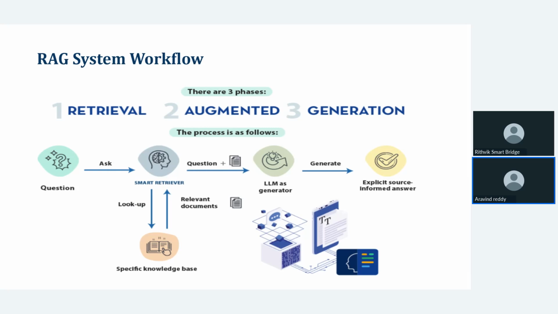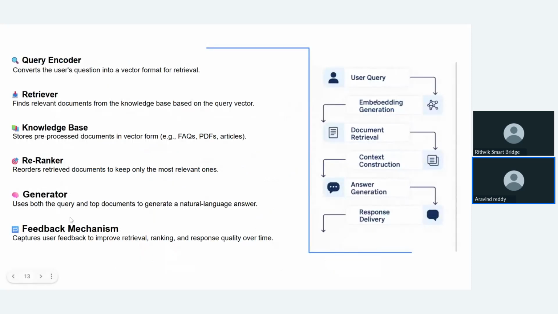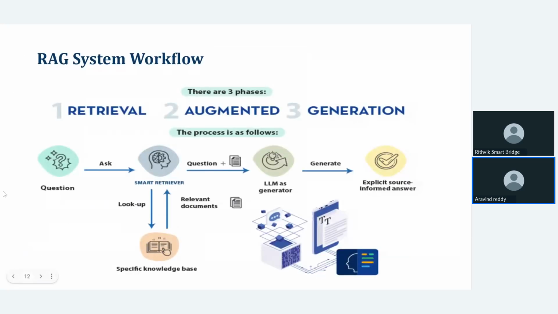See, this is a workflow, guys. So how is this going to work? First step, retrieval, meaning we ask a question. Query encoder, retriever, knowledge base, re-ranker, generator, and feedback mechanism. First we ask a question, and this smart retriever fetches relevant documents from a specific knowledge base. With the question, we place our document, already embedded. After embedding, it goes to the LLM, which generates the response and gives the output. So these are the steps of retrieval augmented generation.